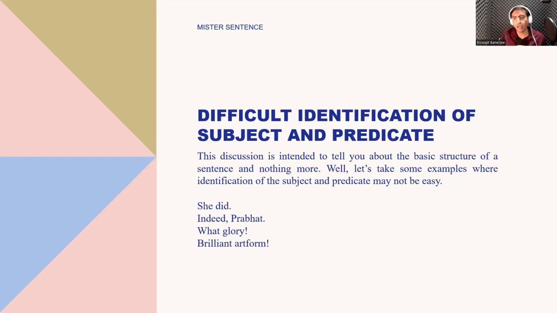Okay, moving on. Difficult identification of subject and predicate. Let's see what this is about. This discussion is intended to tell you about the basic structure of a sentence and nothing more. I'm just telling you about the basic structure of a sentence, nothing more. Well, let's take some examples where identification of the subject and predicate may not be easy.